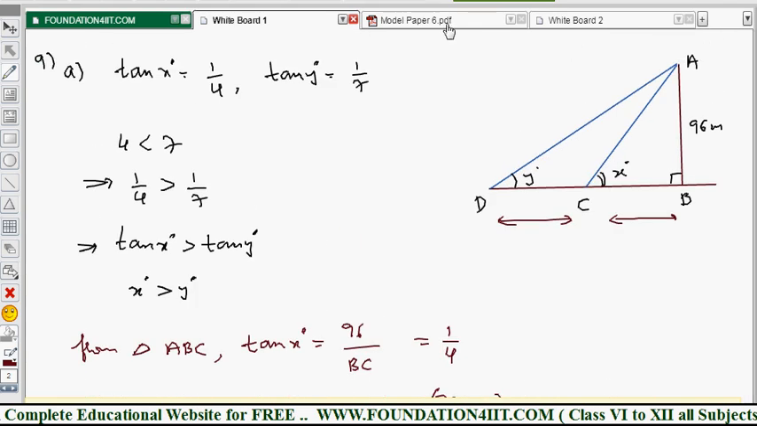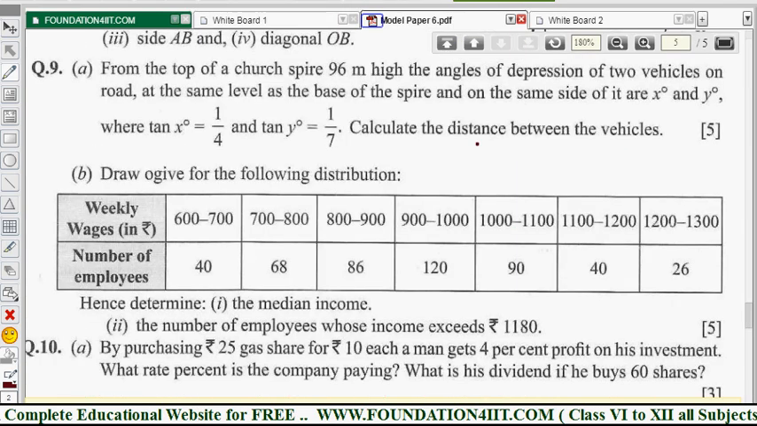Now next we'll see the next question. From this, next is to draw the OG, and we should find the median of income also. Let's take this table: 600 to 700, 700 to 800, till 1200 to 1300, and the number of employees is 40, 68. Let's take this table and first find the less than cumulative frequency and points. Then you can find the OG curve.